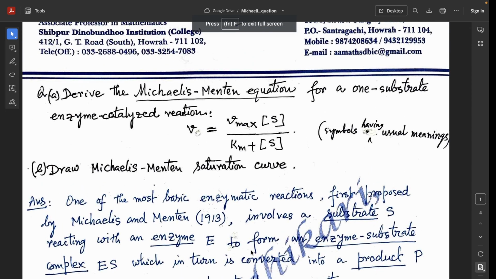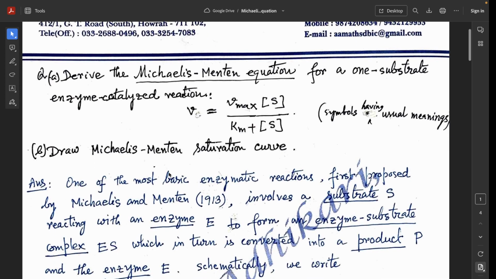Derive the Michaelis-Menten equation for one substrate enzyme catalyzed reaction: V equals V max concentration of S divided by Km plus concentration of S, symbols having their usual meanings. And draw the Michaelis-Menten saturation curve.